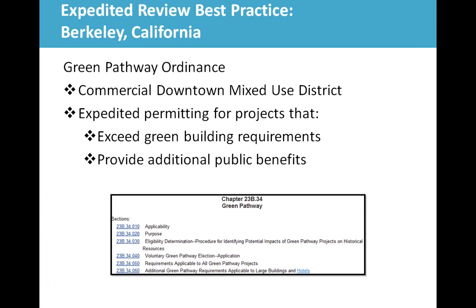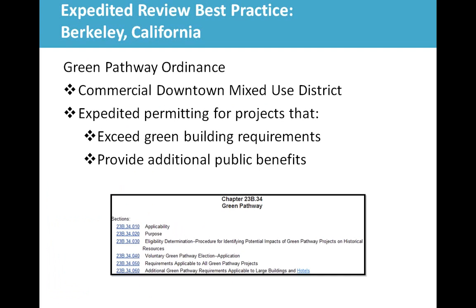I'll end by discussing Berkeley, California's Green Pathway Ordinance, which is a great incentive best practice example. This ordinance provides expedited permitting for certain development projects within the city's commercial downtown mixed-use district, which includes urban design metrics from the LEED ND rating system.